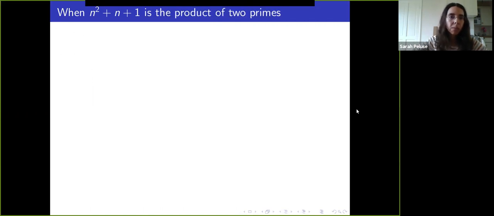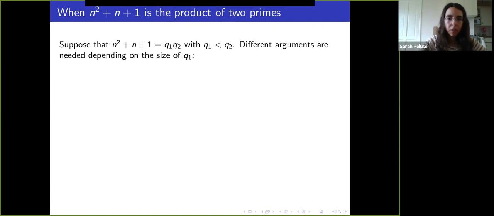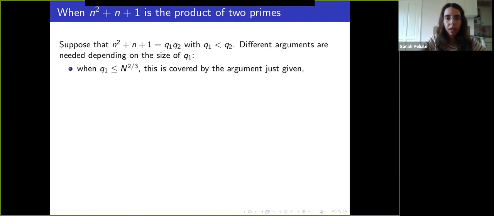So when n squared plus n plus 1 is the product of 2 primes, things get more complicated. Let's assume that n squared plus n plus 1 is q1 times q2 with q1 smaller than q2. Then we need a different argument depending on the size of the smaller prime. Note that when the smaller prime is below n to the 2/3, this is just covered by the previous argument. All we used about n squared plus n plus 1 having at least 3 prime factors is that it had some prime factor below n to the 2/3.